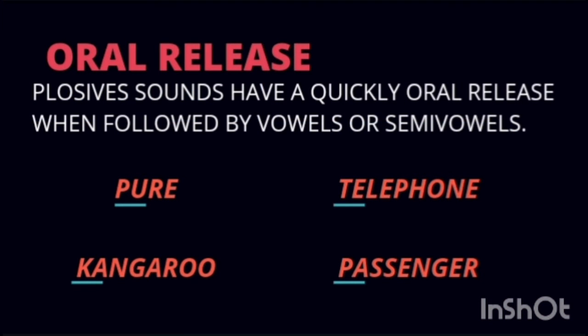So let's start with the first type of release, that is oral release. In this case, the plosives have a quick oral release when they are followed by vowels or semivowels. As you can see in the example, the first sound is a plosive and it is followed by a vowel. So the release stage may also be present before a pause, with or without aspiration.